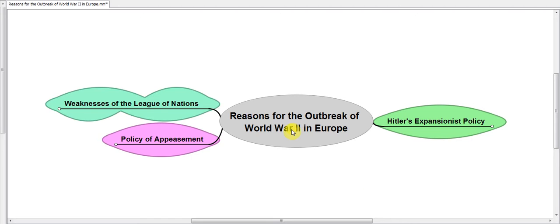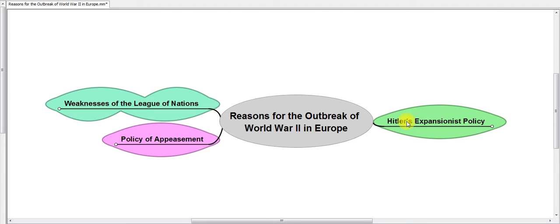Hi everyone. During the previous sections for this chapter, we looked at the weaknesses of the League of Nations and the policy of appeasement, both of which were factors which led to the outbreak of World War II in Europe. Now we're going to look at the other side, which is Hitler's expansionist policy.